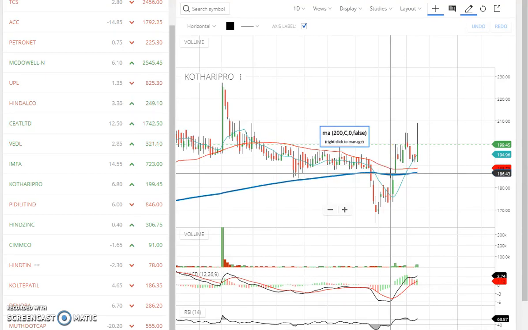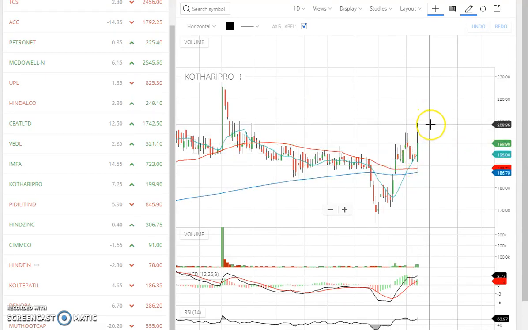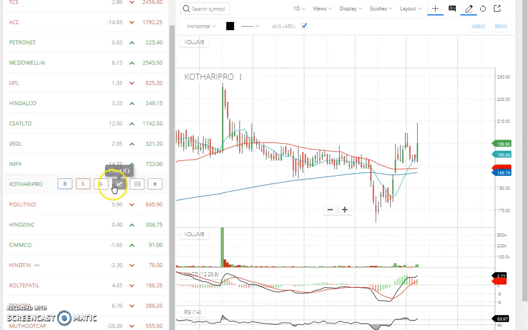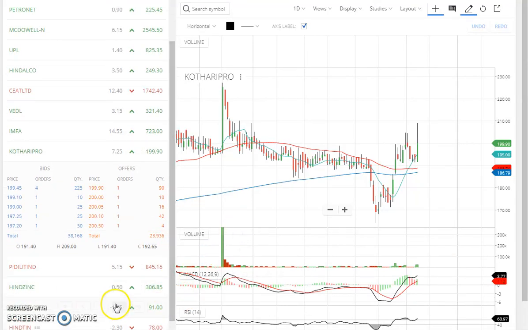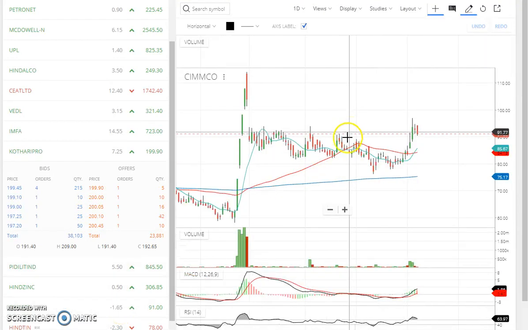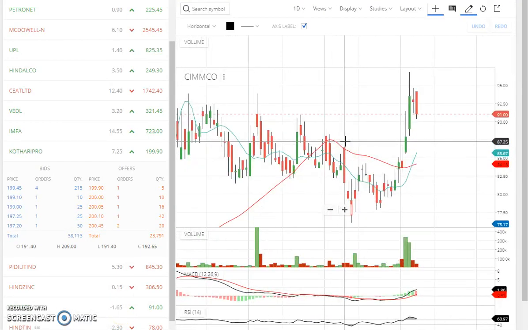Right, 182 I gave it, and see today it made a high of 208. You can see KOTHARI products made a high of 209. Right, this is the kind of run up it has given. So guys, I don't think you have any reason to doubt what I teach and how I teach.